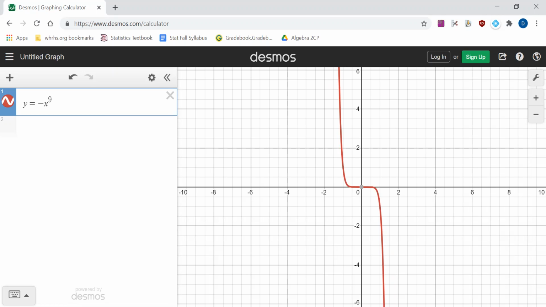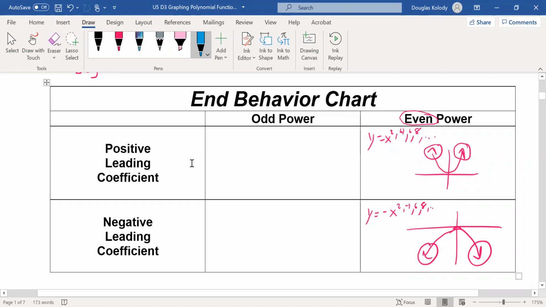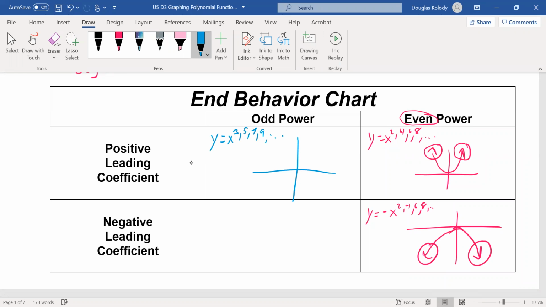Okay, so if I go back to my behavior chart right here, if I have a positive leading coefficient and it's positive x to the 3rd, or 5th, or 7th, or 9th, or so on and so forth, how does this graph look? Wiggle. But bottom line is you start at the bottom left and you finish at the top right. If I have y equals negative x to the 3rd, 5th, 7th, 9th, dot, dot, dot, I'm going down the stairs. I'm going up to the left and I'm going down to the right.